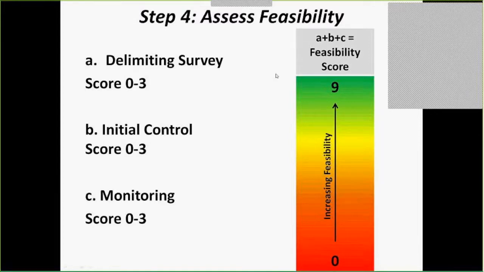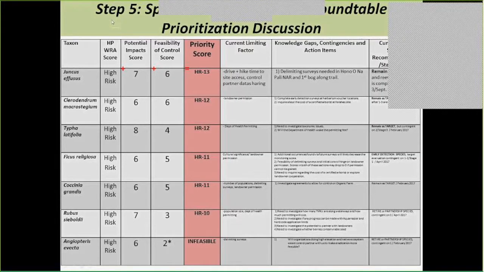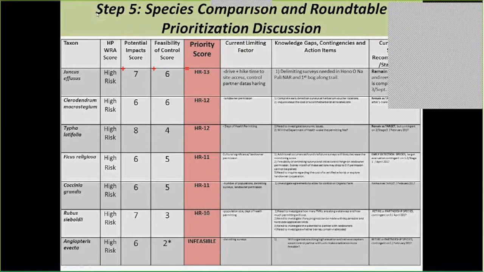Okay, and that brings us to step 5. I apologize for the wordiness of the slide, but I put it on there because basically this is where you compare your species during a roundtable prioritization discussion with your committee. So in the end, after you do several species, you'll get this kind of list.